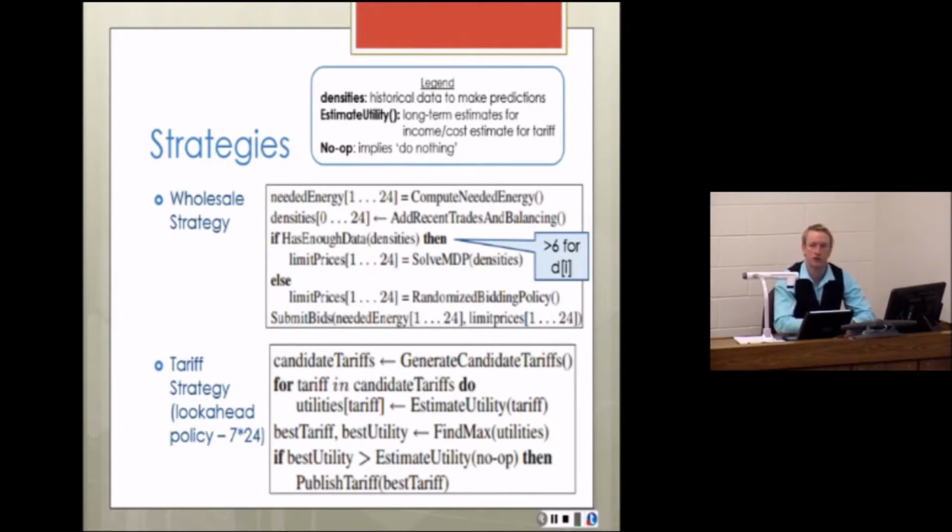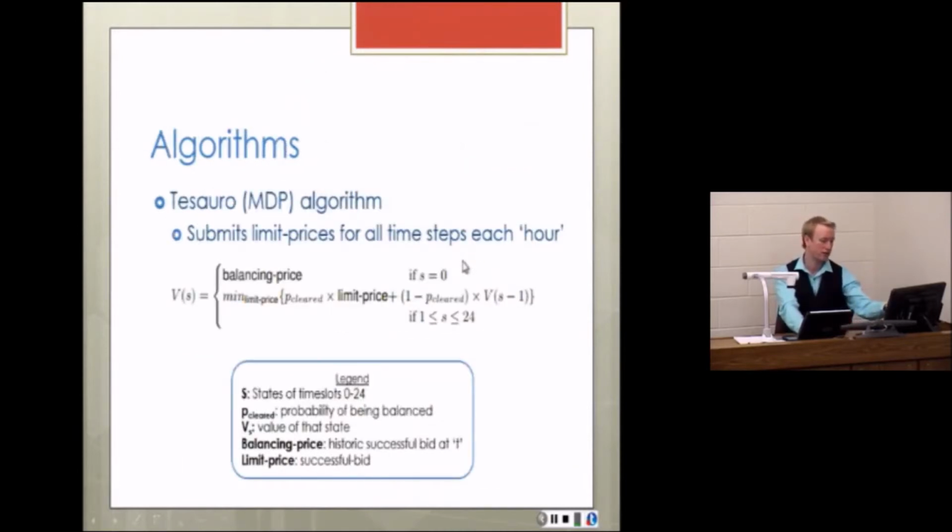So if you want the pseudocode, I can get it for you. Basically it counts the needed energy. Like if your customer historically has a demand for energy of 20 kilowatt hours at 3 a.m. in the morning, you will have that accounted here. Densities, meaning do you have historical data for that time slot? And if you have enough data, meaning you know that customer really well, then you can solve that Markov decision process from this last algorithm right here.